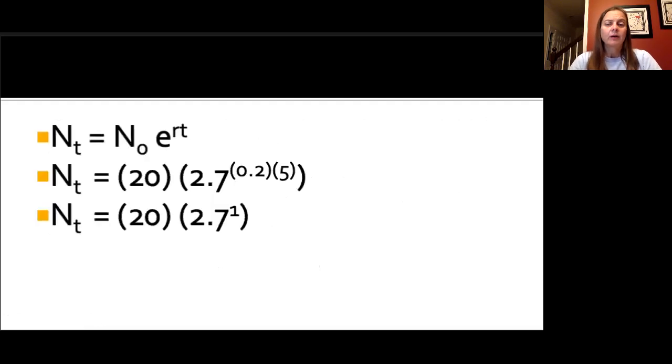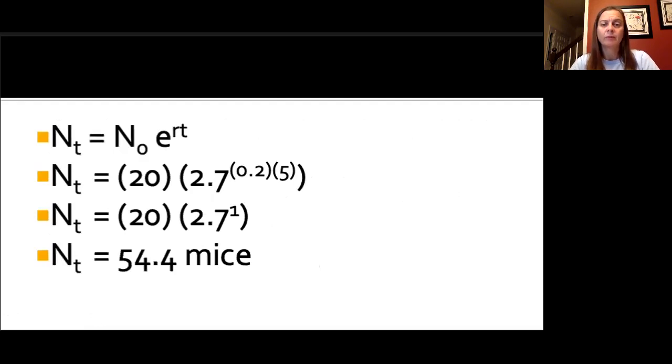So when we plug all of that into our equation, we get that at the end of 5 years, there's going to be 54.4 mice. Now we know that that is assuming that none of the original mice died, which in 5 years is probably not a very good assumption, but this is a general idea. You are not going to have to calculate this on your exam. However, you should know how to calculate it, and you should understand how increasing time or increasing the rate of reproduction is going to affect the overall result.